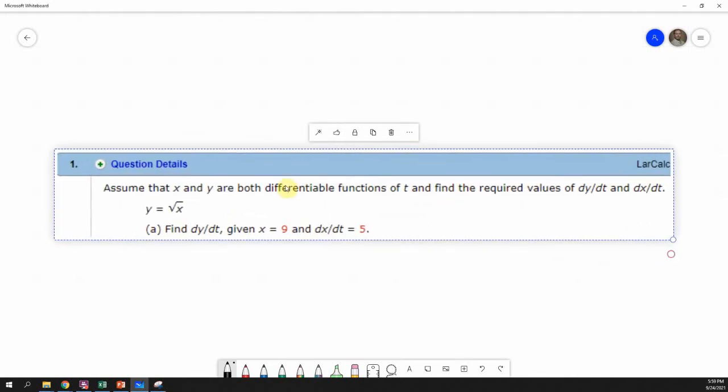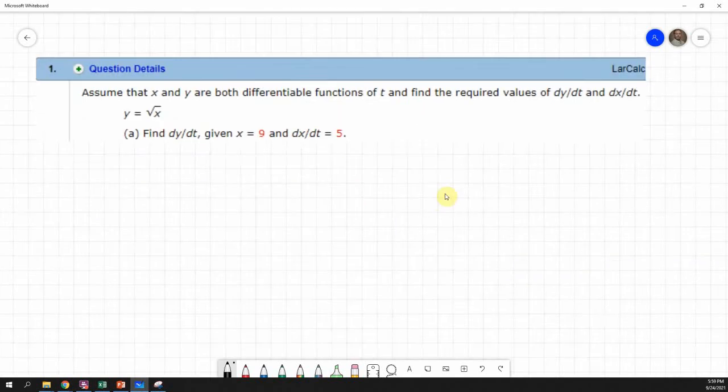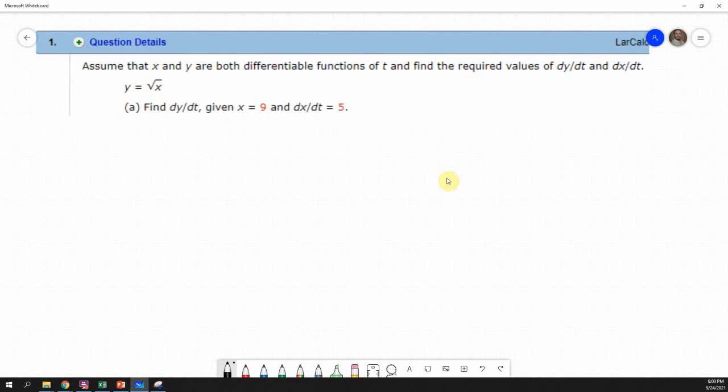And when these have multiple parts, I'm only going to do the first part because the second part would be exactly the same. Like for this one, assume that x and y, well, hold on. No, I'm going to do both parts, just to make sure you understand. So, we've got y equals square root of x. So we're going to rewrite that as y equals x to the 1/2.